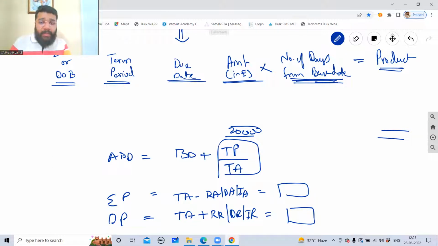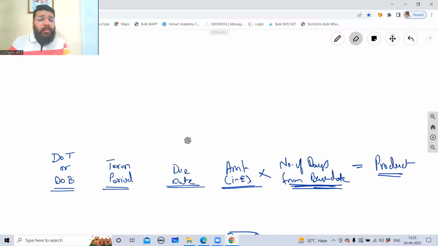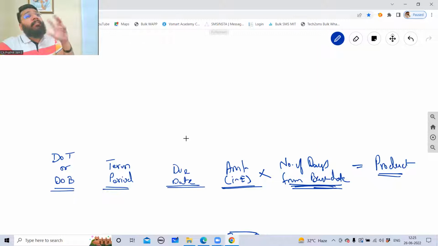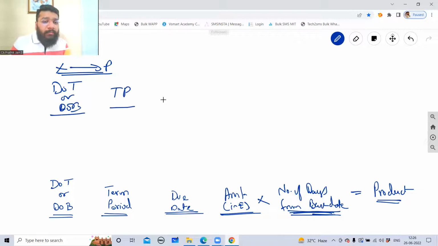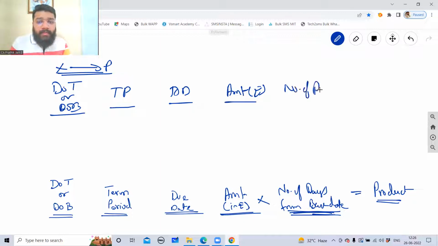In case two, what will happen, guys? Case two is a scenario where two persons are making payment to each other. So you will create two tables. So table A will be where X is making payment to Y. In that same thing, date of transaction or date of bill, term period, due date, amount in rupees, number of days from base date, and product.